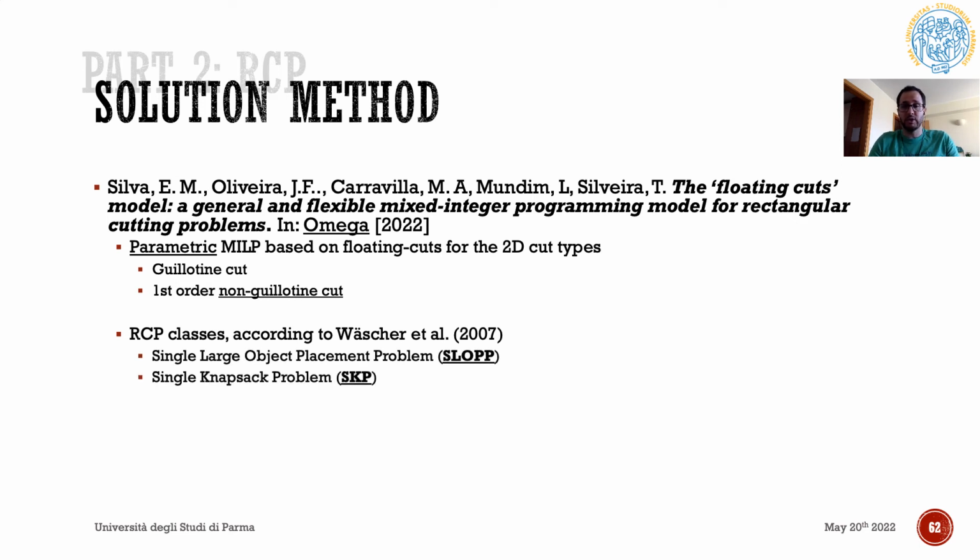According to Wäscher, the RCP can be divided into many classes, so we are interested in two of them: single large object placement problem, or SLOPP, and single knapsack problem, or SKP. Both classes also have some variants, thus we address these specific ones.